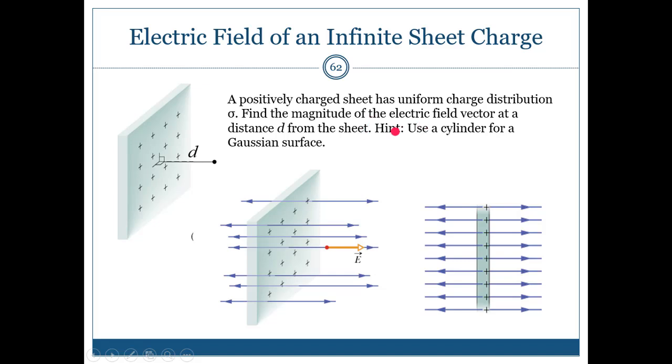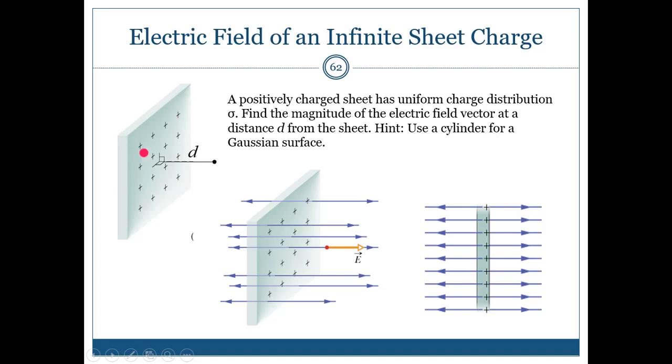Hint. So there's a hint in the question. Use a cylinder for a Gaussian surface. With the hint, how can we do this problem? Well, since the hint also tells us to use a Gaussian surface, we're going to use Gauss's law to calculate this electric field. But we have to imagine a few things first.